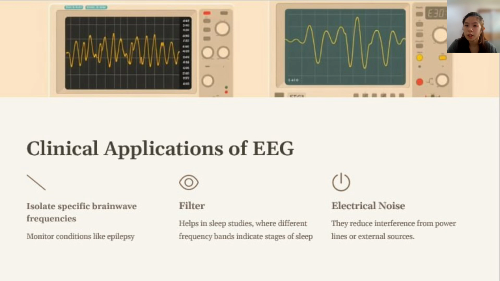By filtering out noise and enhancing the relevant brainwave activity, second-order circuits ensure that the EEG signals are clean and precise, making the interpretation of the data more accurate for both diagnostic and research purposes.